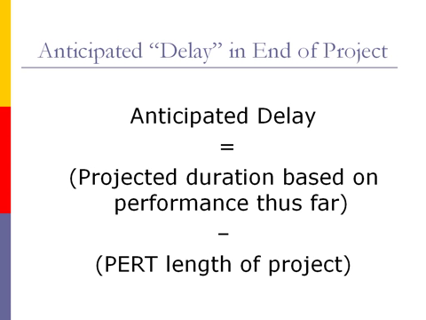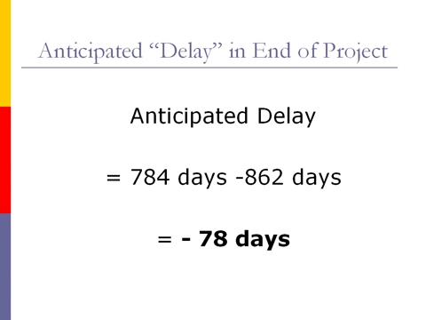The anticipated delay in the end of the project is calculated by subtracting the PERT length of the project from the projected duration of the project based on performance thus far. Plugging in these two values that we have previously calculated, we find that the anticipated delay is negative 78 days. Since we are completing tasks ahead of schedule, there is no so-called delay in the project end, hence the negative answer.